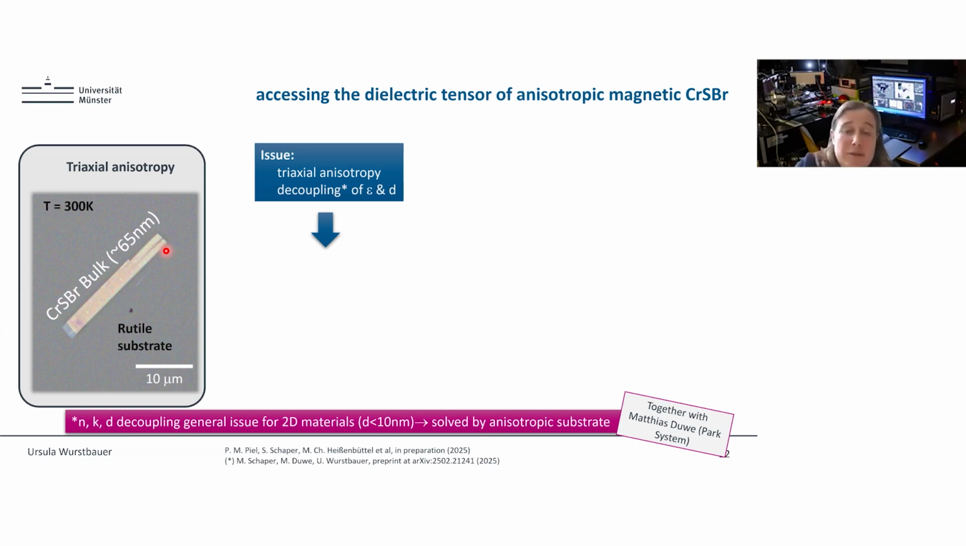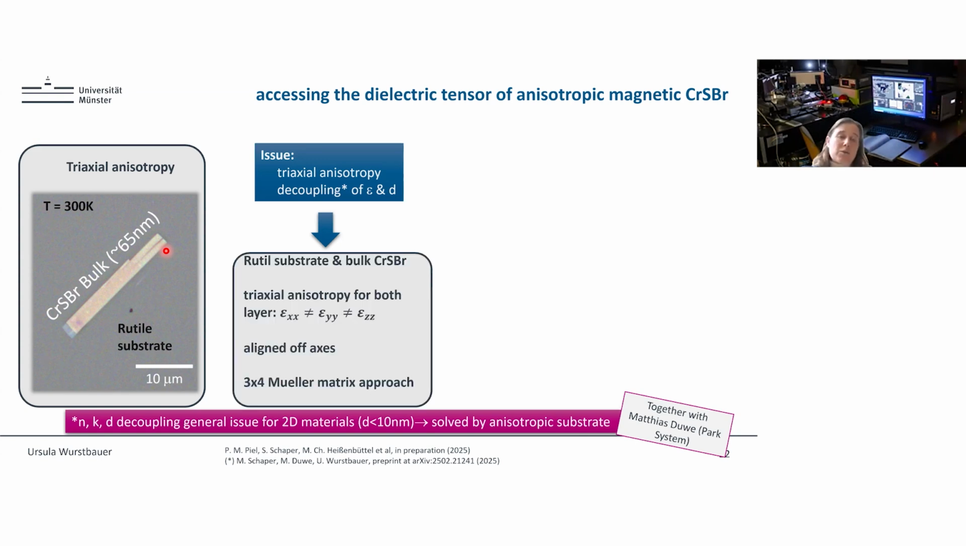But with a recent work together with Matthias Suwe from Pack Systems and Sebastian Schaper, we could show that using an anisotropic substrate on top, and placing the two materials on top of each other with a mismatch, reduces this problem a lot, such that we can decouple the thickness and the optical constants for thicknesses smaller than 10 nanometers.